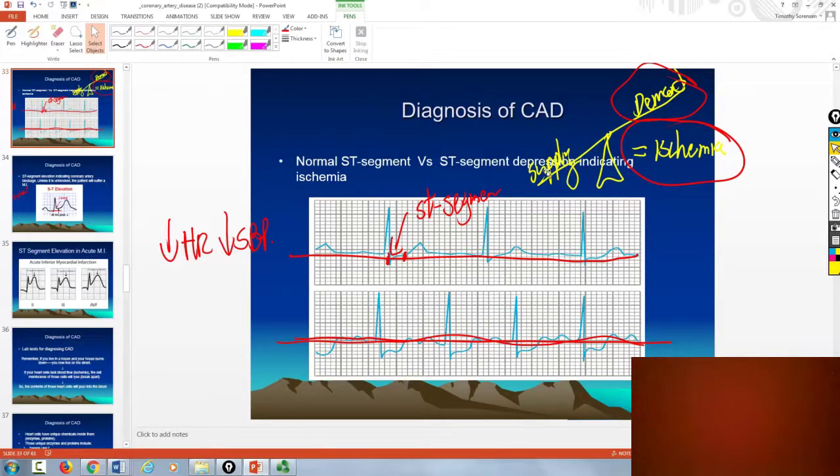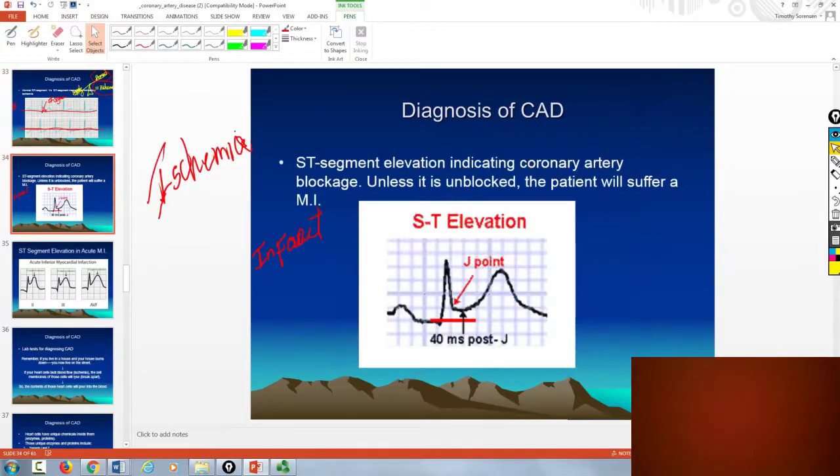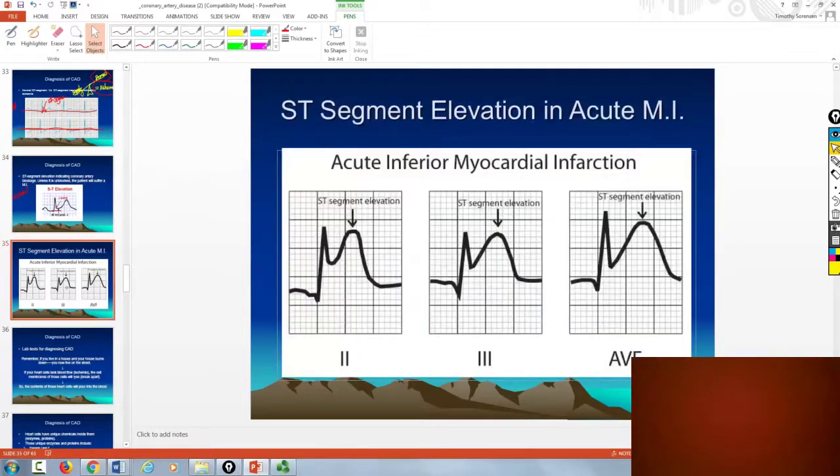If they sit down and rest and their heart rate and blood pressure drop, but they're still having chest pain, that could be an indication that they've completely blocked a coronary artery and they're going to have a heart attack, a myocardial infarct. And the EKG change associated with infarct is ST segment elevation. So ST segment elevation is a sign of myocardial infarct or a complete block of a coronary artery.